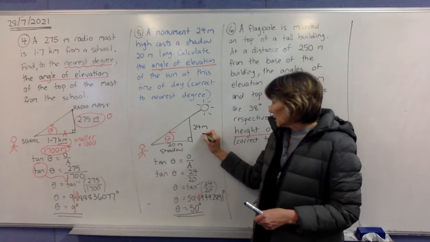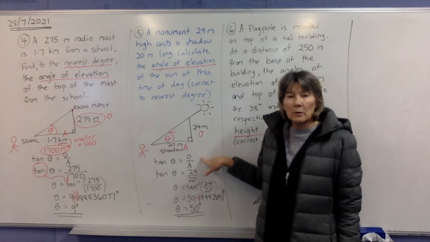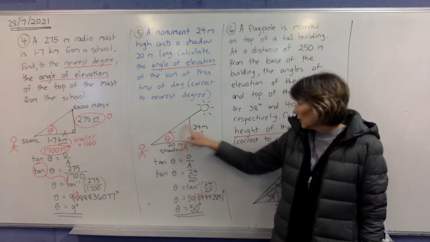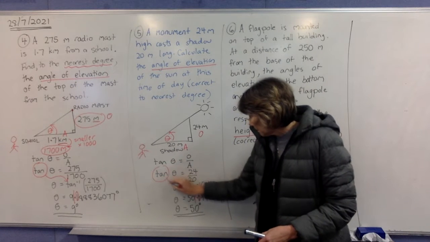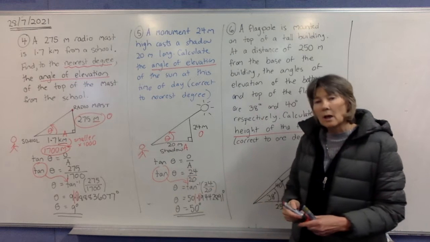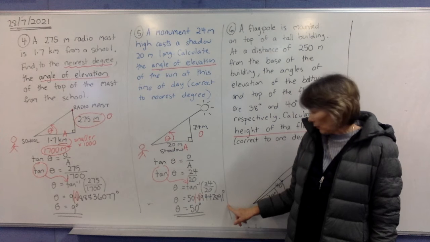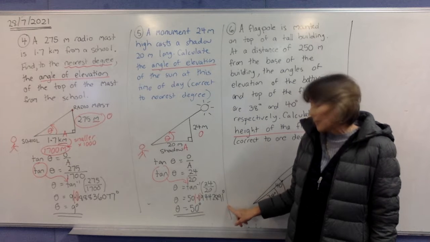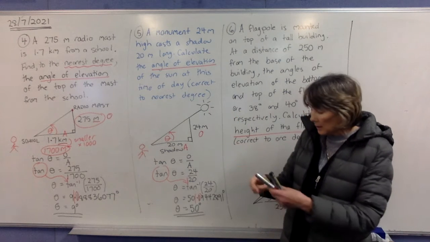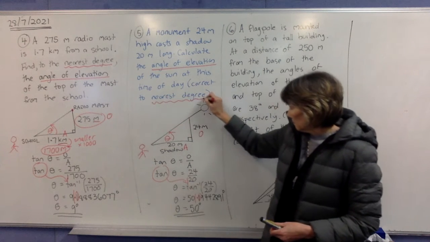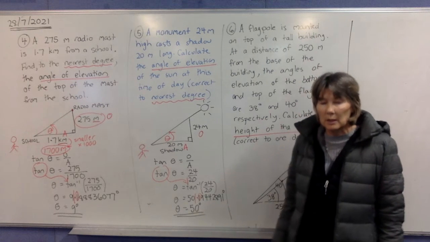So again, labelling your sides, opposite and adjacent. Tan theta equals O over A. Tan theta equals 24 over 20. Get rid of your tan. Inverse tan on the other side of 24 over 20. And your calculator will give you 50.19442891 degrees. You're rounding off to the nearest degree. So we'll go to the nearest whole number of degrees, and that's 50 degrees.